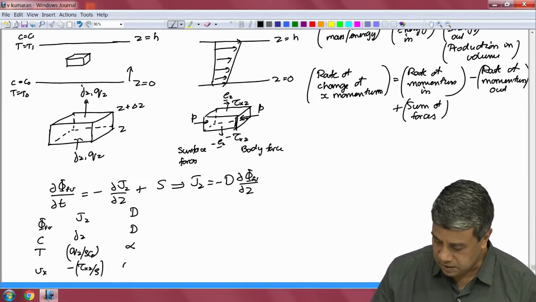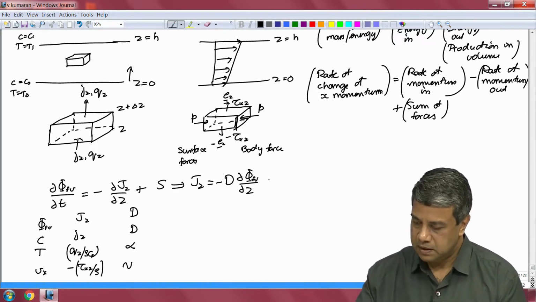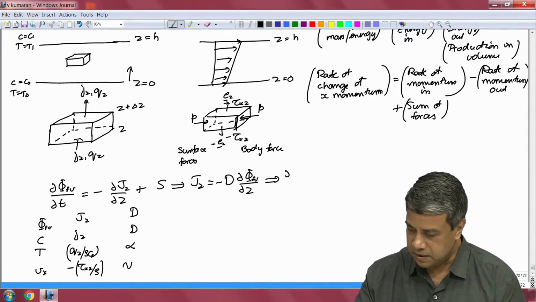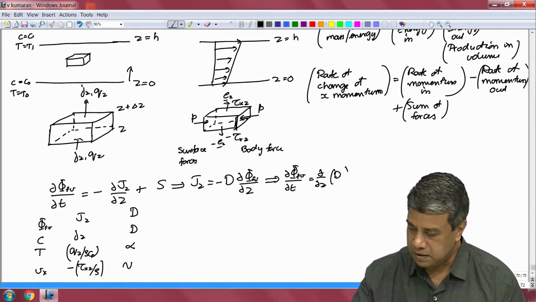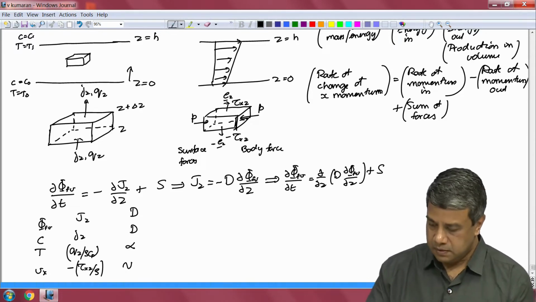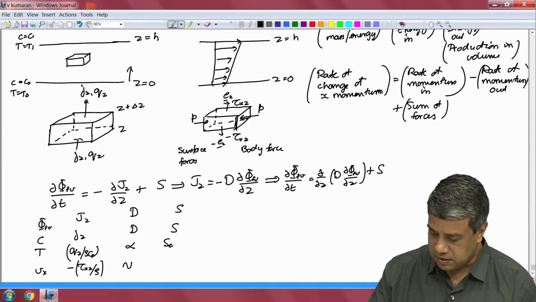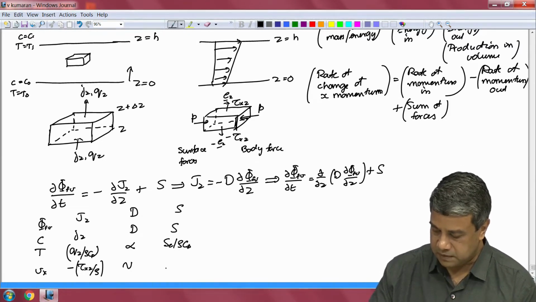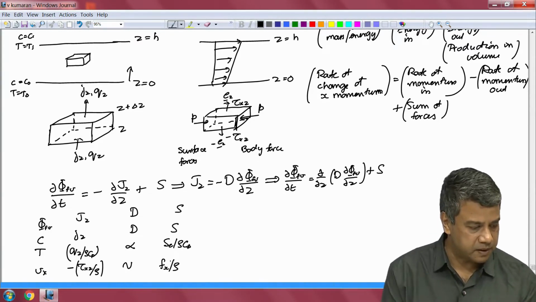This will be equal to the kinematic viscosity for momentum transfer. Okay. That is the general form. With that, I get the equation as partial phi (the field variable) by partial t is equal to partial by partial z of D partial phi by partial z plus S, where this S is equal to the mass source for mass transfer, energy source by rho Cp for heat transfer, and the momentum force density by the density for momentum transfer.